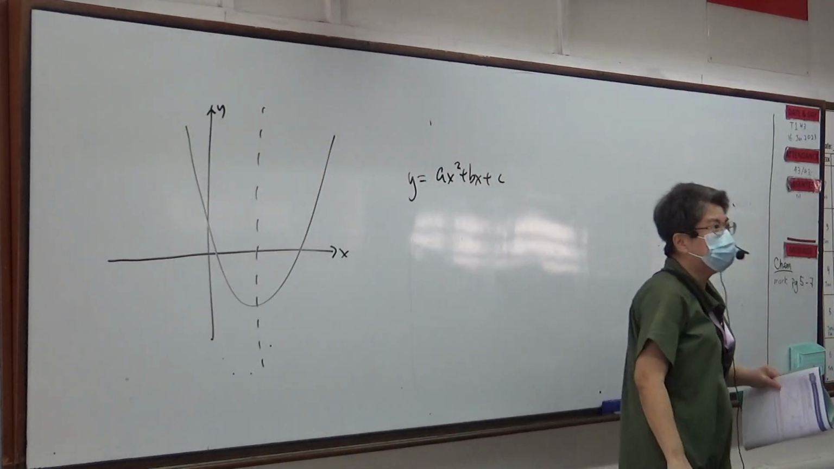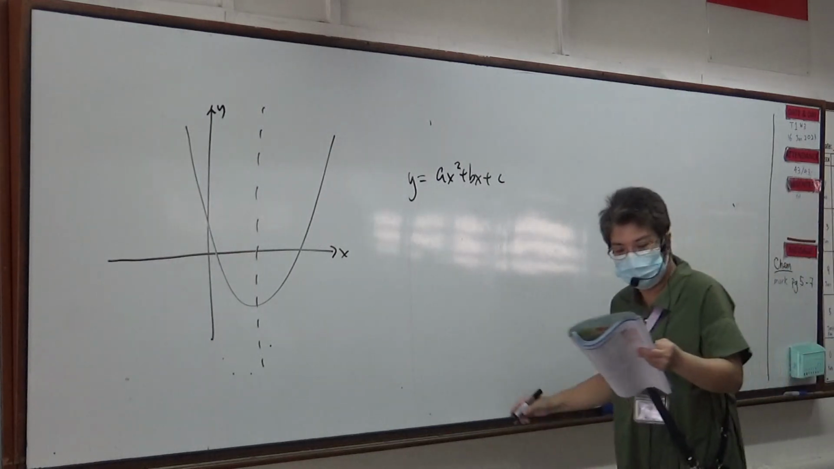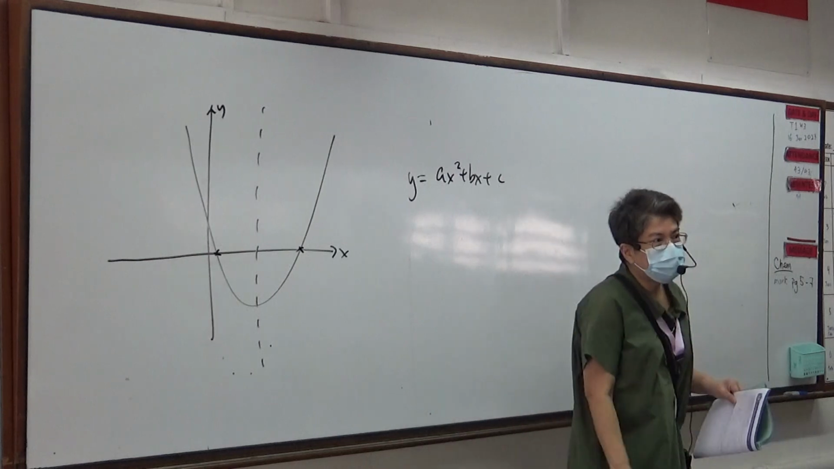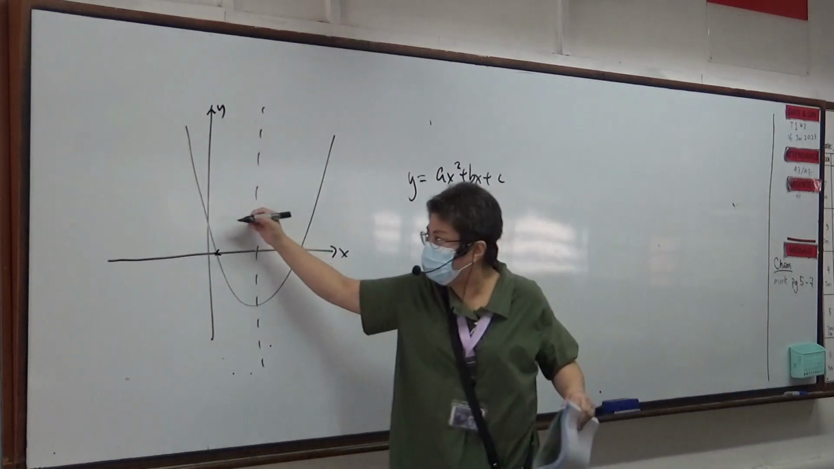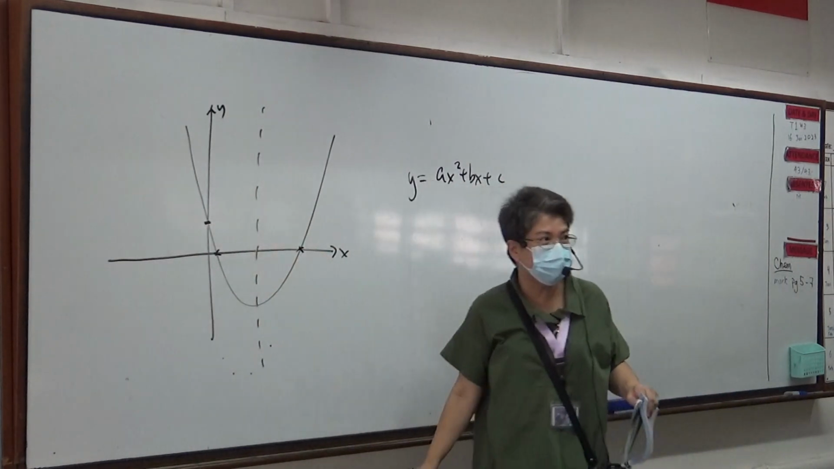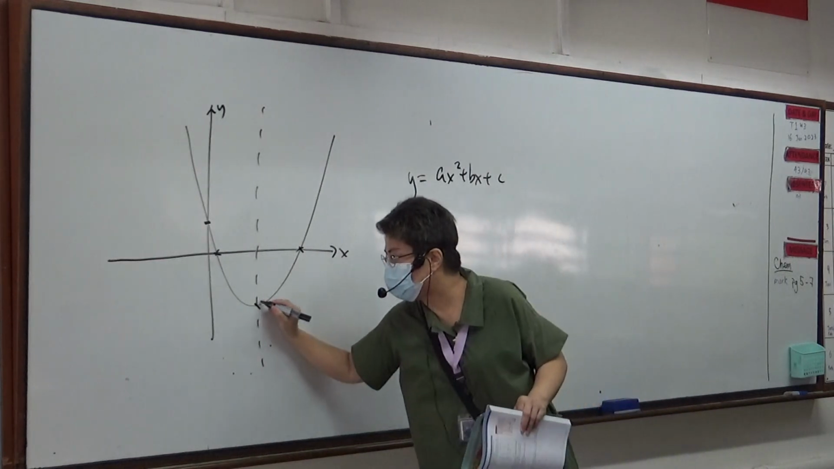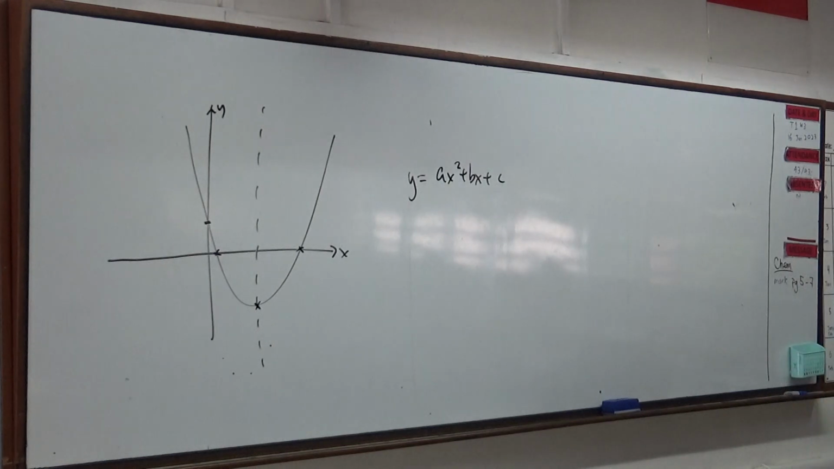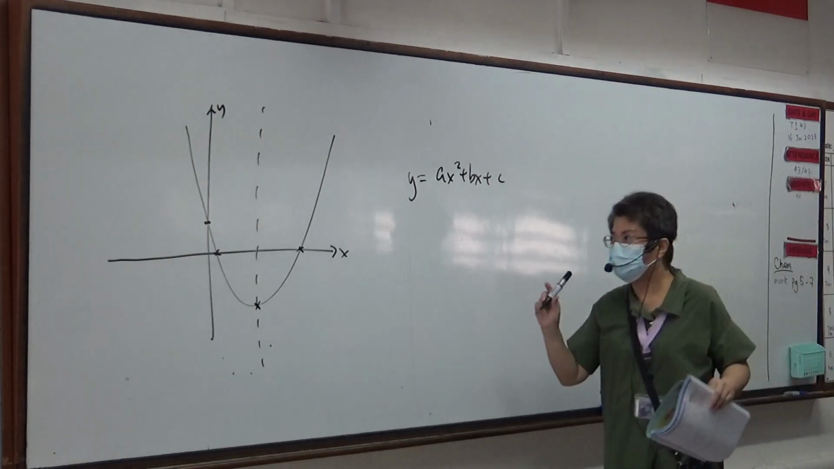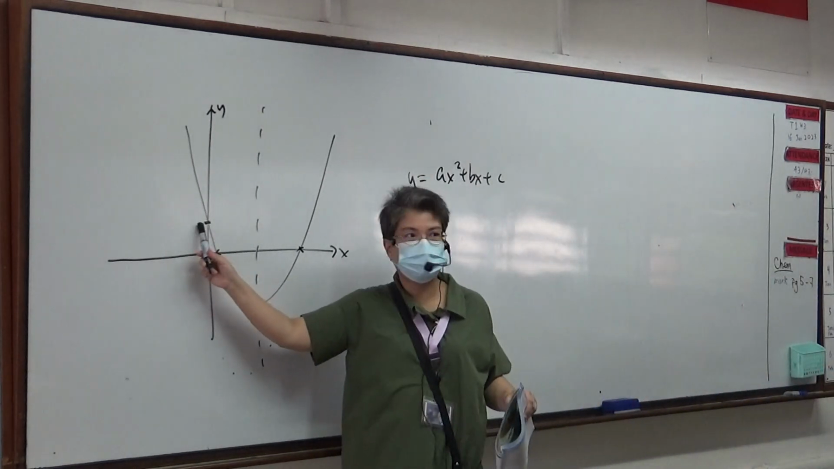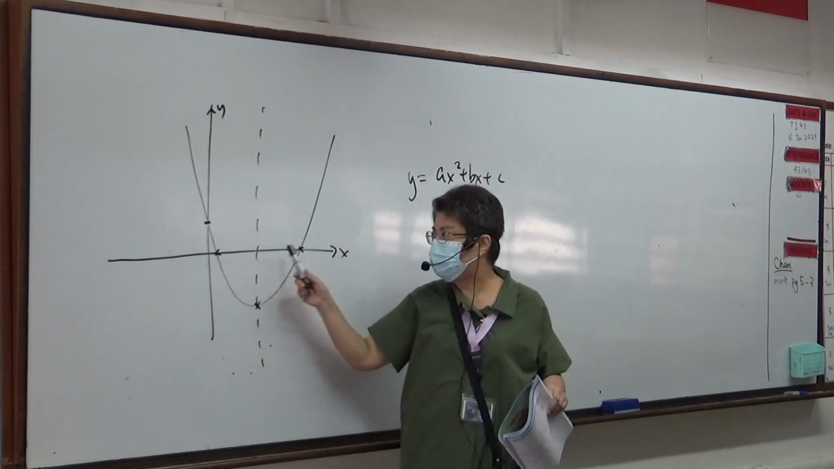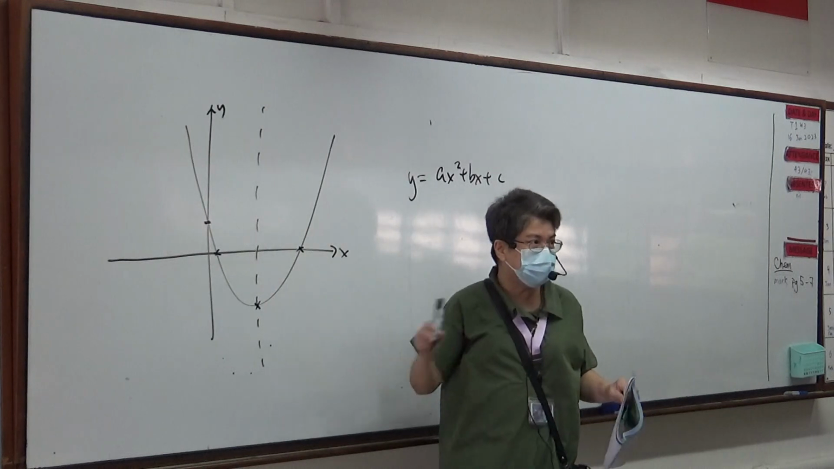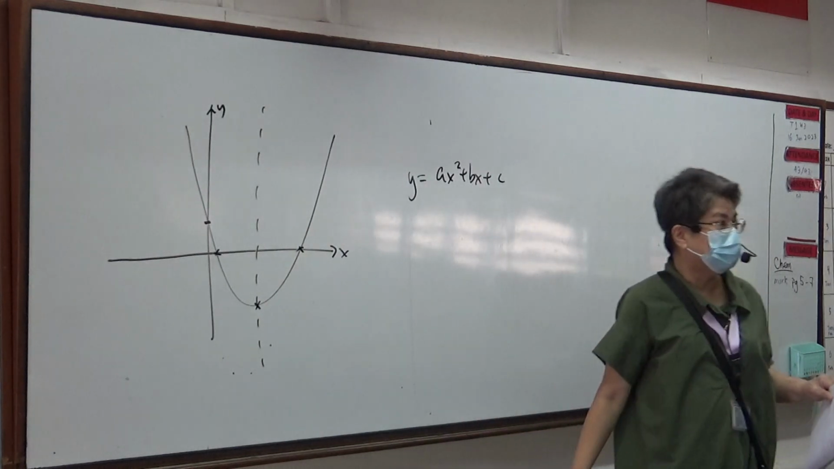Line of symmetry. Okay? Now, what are these 2 points called? The x-intercepts. What about this one? The y-intercept. What about this point? The minimum point. In a graph, I must indicate the y-intercept, the x-intercepts, and the minimum point. Okay? Line of symmetry, depending on whether the question wants you to show it.